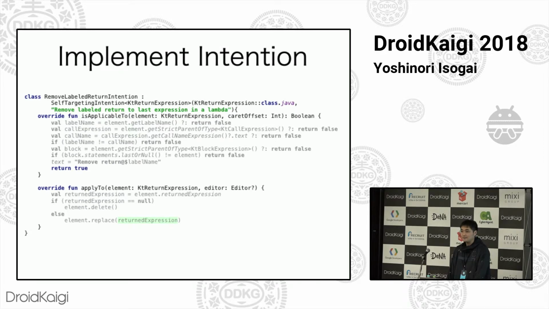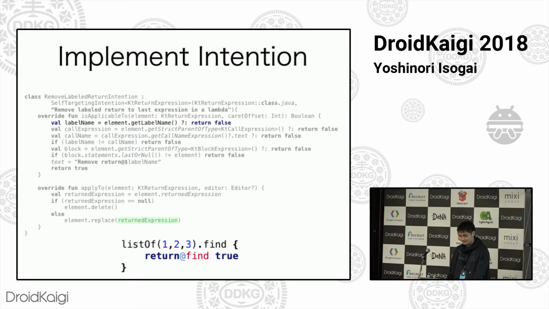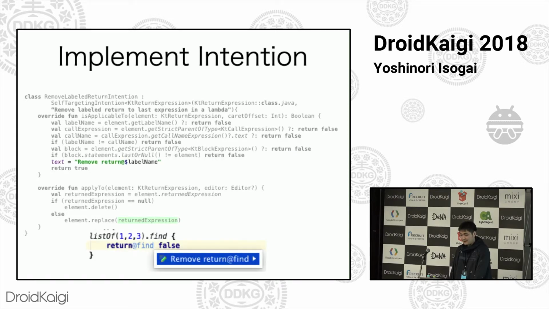This is what we already had before. I'm going to implement the isApplicableTo method first. Get the label of the return statement. In this case, find is the label name. Get the lambda function name. Check if the return label and the lambda function name are the same. And make sure the statement is the last statement in the lambda. And finally, set the intention text as "Remove return@find".